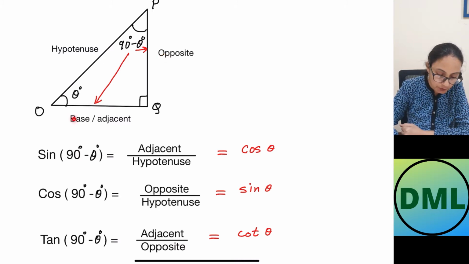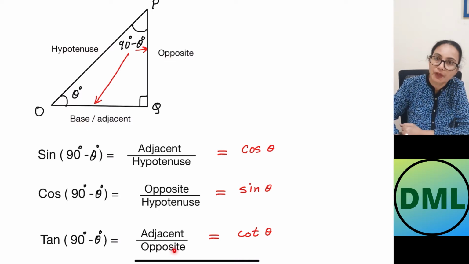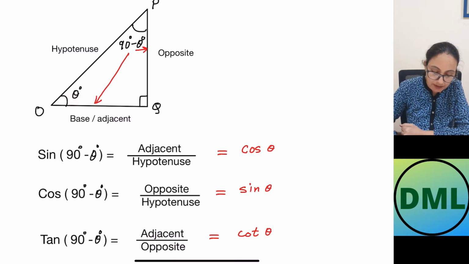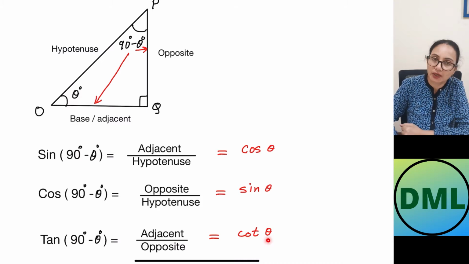So opposite is what? Adjacent, or the base. And base is what? Opposite. So it will be adjacent over opposite. We know that adjacent over opposite is cot theta. So tan of 90 degree minus theta is cot theta.